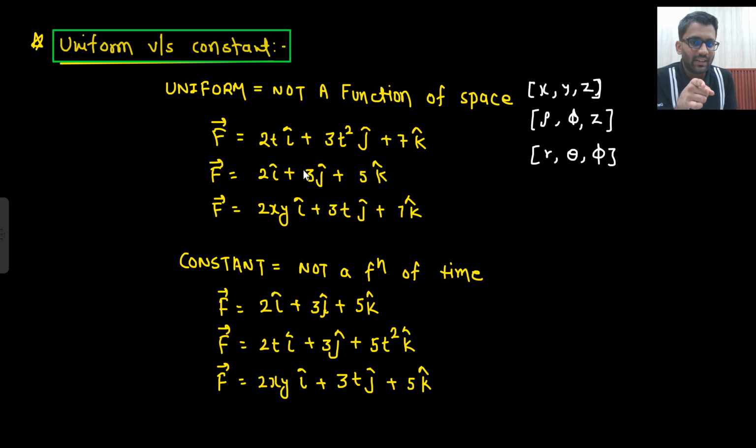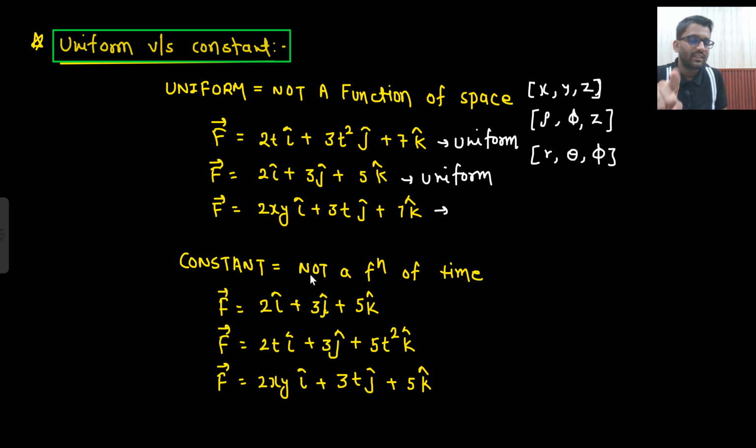So tell me whether it is a uniform field or not. This is a vector field, F is a vector field. Whether it is uniform or not, what did I say? It should not be a function of space. It is a function of time. So yes, it is uniform. The only condition is it should not be a function of space. What about this? This is neither a function of time, nor a function of space. So certainly it is uniform.